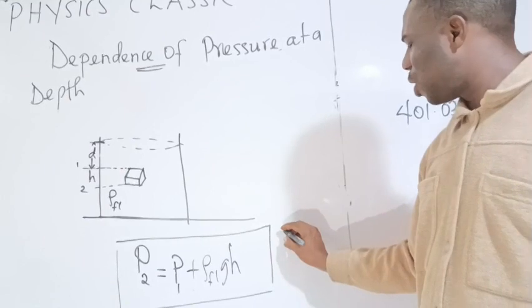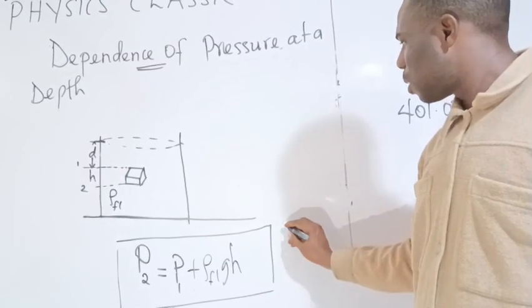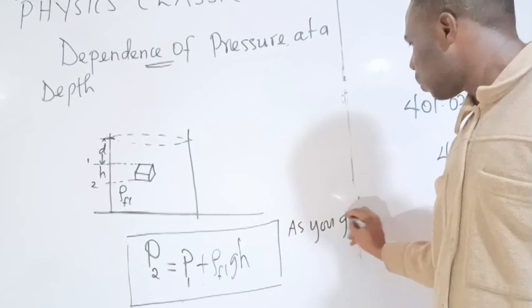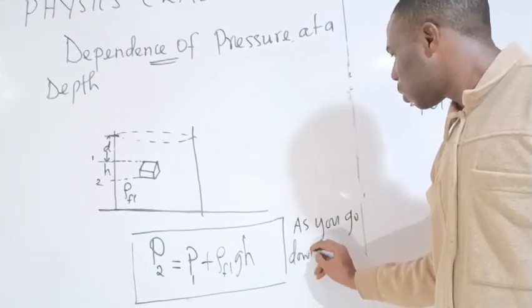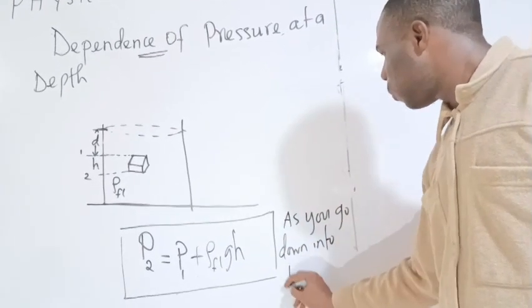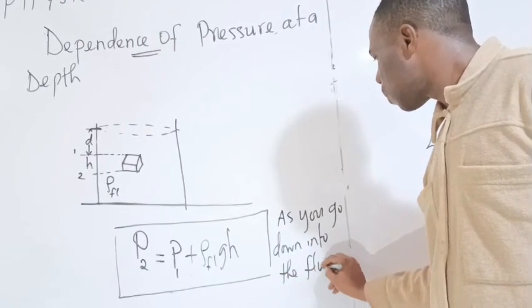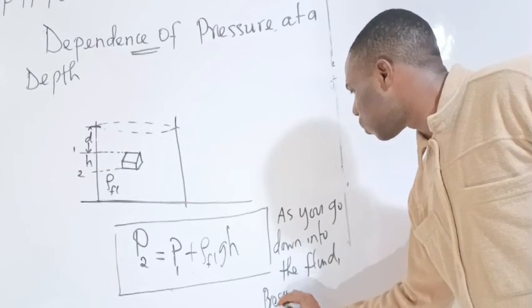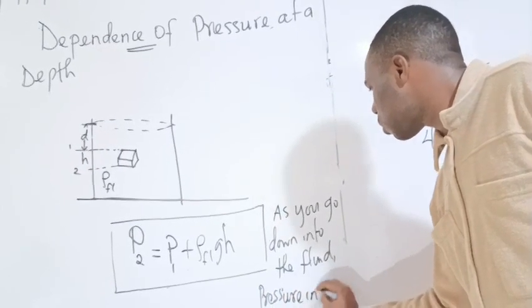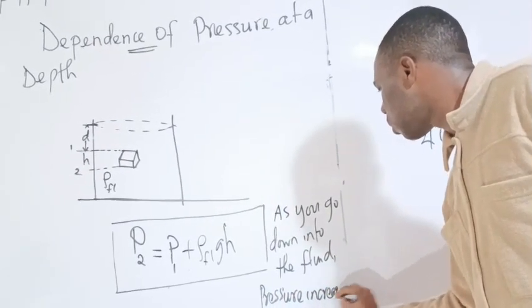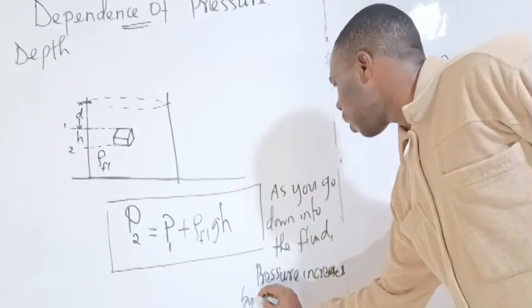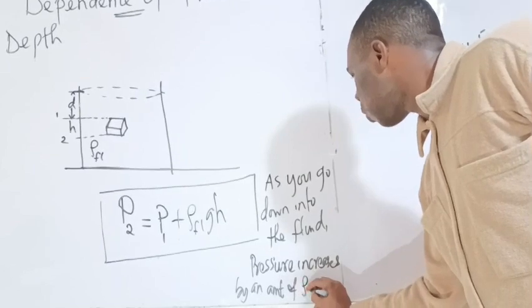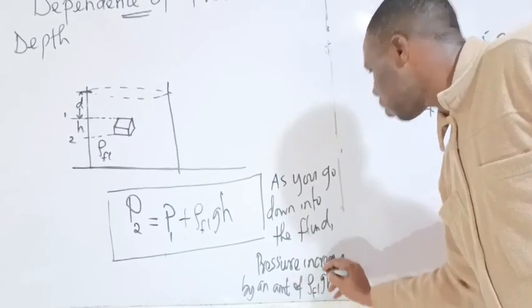Why? Because as H increases, as you go down into the fluid, pressure increases by an amount of rho of the fluid times G times H.